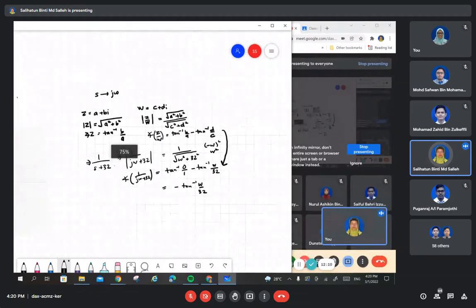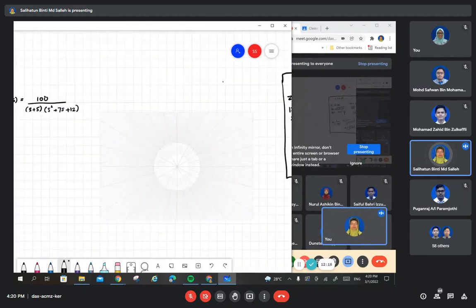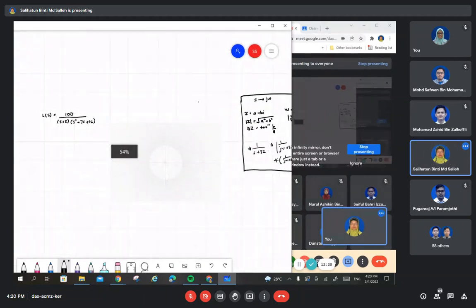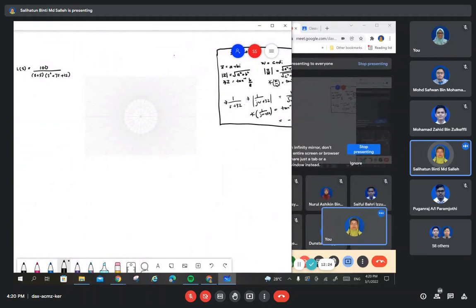Okay, this is for our review. Remember when we learned imaginary and real part. Now we try to solve for this function, or the transfer function. First of all, we need to separate it into small functions.